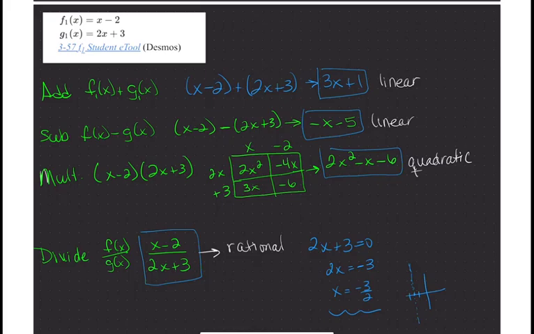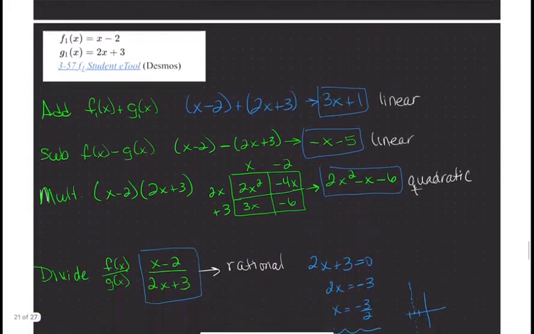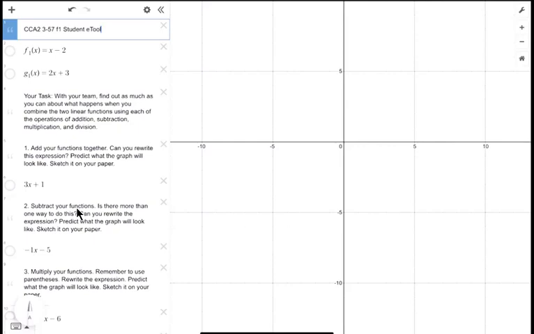So they have the little tool on here, and it'll take you straight to Desmos, and it has that for every single one of the problems. So when we go ahead and click on that, this brings you straight to Desmos, and it brings you right to that problem that we were working on. We were looking at when f of x was x minus 2 and g of x was 2x plus 3.